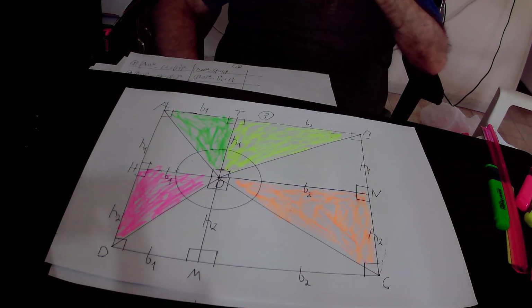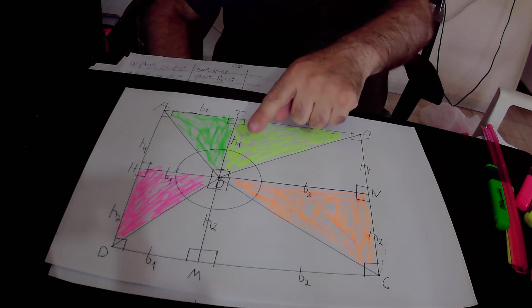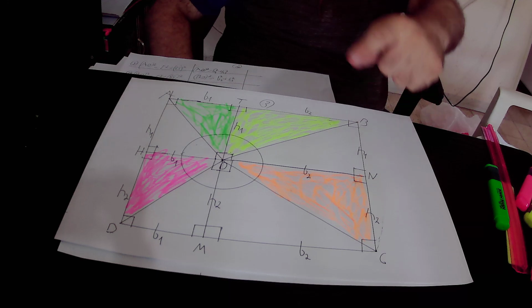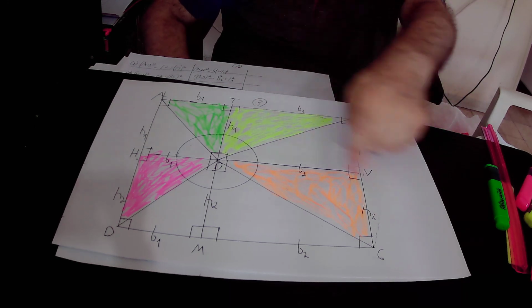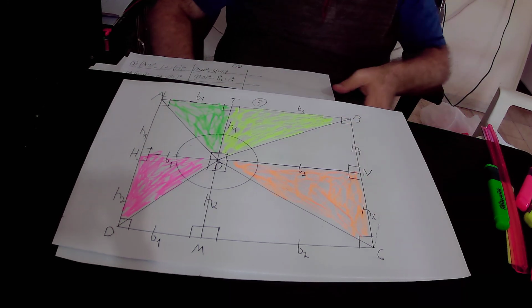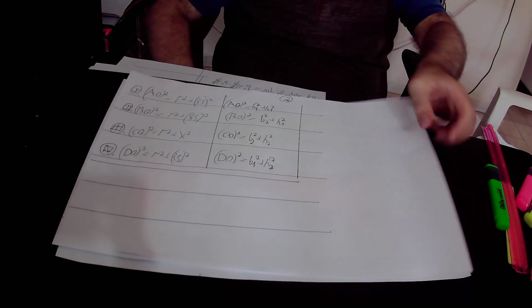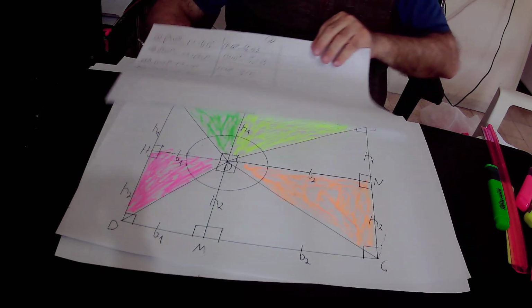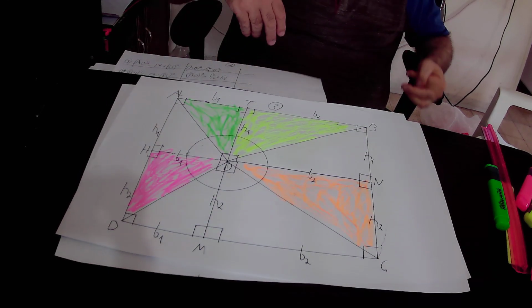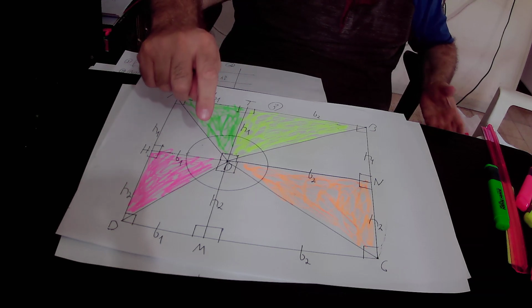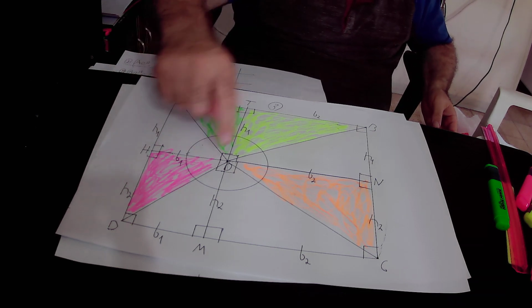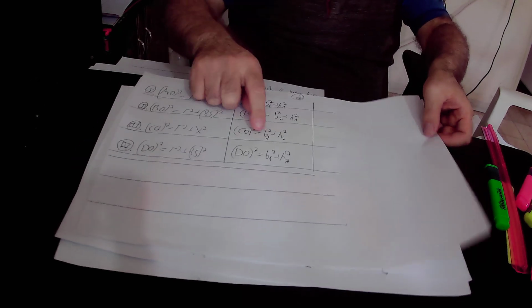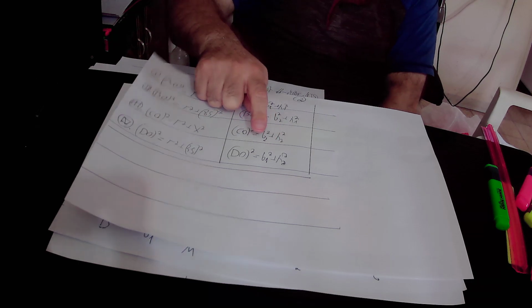Then we joined points O and C together by a straight line. So in the right orange triangle OC, CO square equals B2 square plus H2 square. And finally, we joined points D and O together by a straight line. According to the Pythagoras theorem, in the right green triangle ODH, DO square equals B1 square plus H2 square.